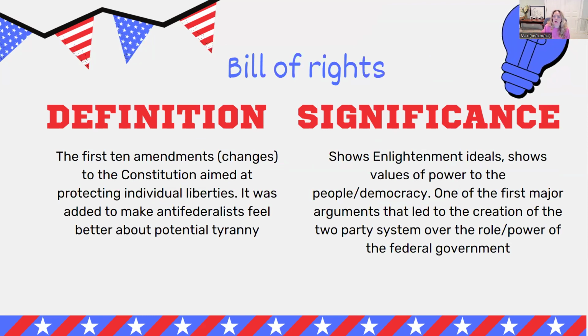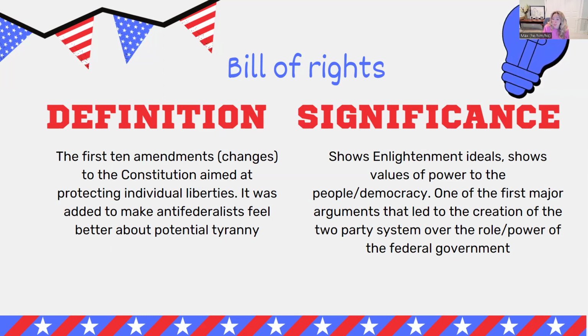All right, so at the Constitutional Convention, they're hashing out all these compromises that have to happen, like the commercial compromise, the Electoral College, all that kind of stuff. The Great Compromise. The Bill of Rights is one of the most prominent ones. It is the first 10 amendments or changes to the Constitution that are all aimed at protecting your individual liberties. It was added to make the anti-federalists feel better because anti-federalists are anti-federal government. They are nervous about giving too much power to the federal government.